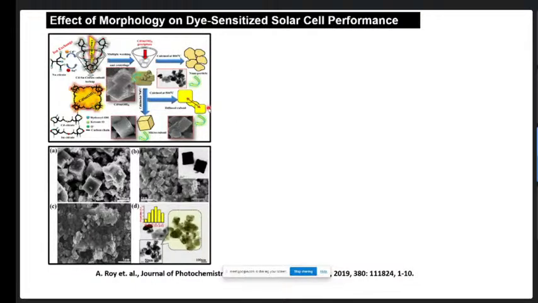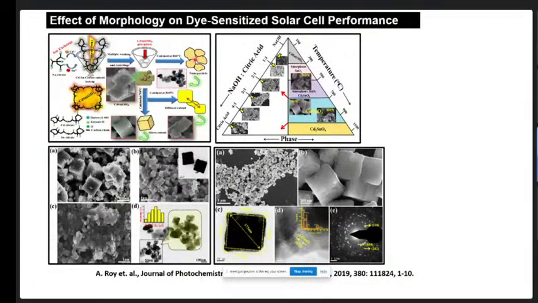But what I'm trying to say is the effect of the morphology here. We have developed a cubical shape photoanode and a random particle shape photoanode. And this shape actually depends on how you control the synthesis process, what agents you are using, and how you maintain the temperature during the development of the material. So all these things are here. This is the phase development, structure development. But ultimately, my point is to say, this is the cube structure, and this is the particle structure you can see here.